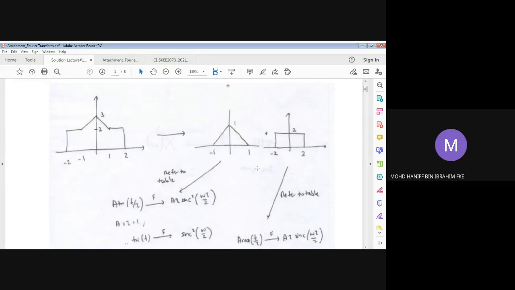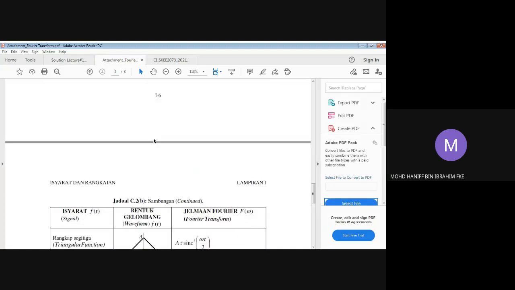So what we have to do now is apply the property of linearity to answer this problem. We need to obtain the Fourier transform for each of these signals. Let us try first with this triangular function here. We obtain this from the table. If I can refer back to the table, this is the one.